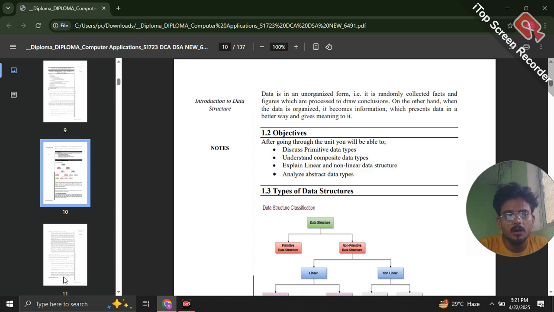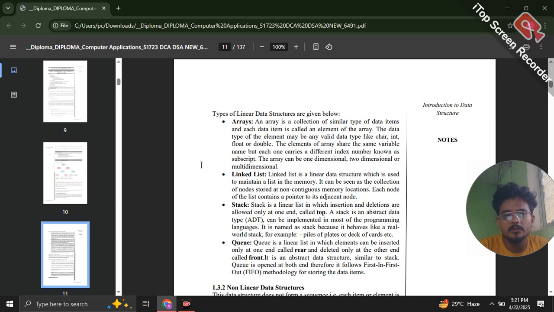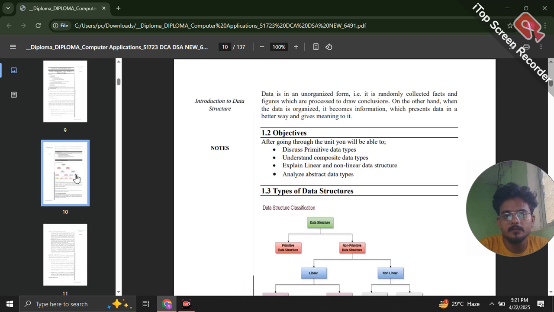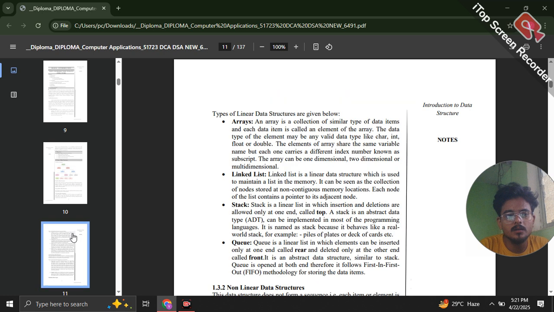Okay, let's move to non-primitive data. Types of linear data structure as given below. Arrays. So before moving next, we will discuss arrays. So this is array. Let me copy something.